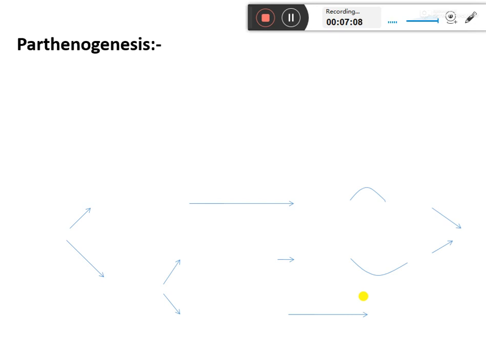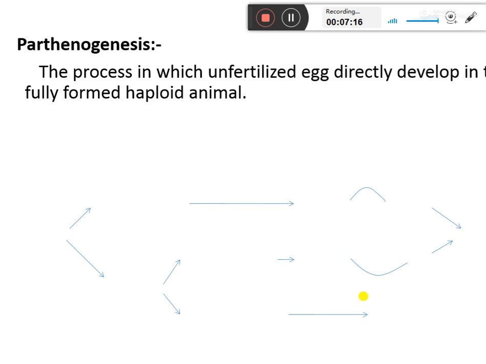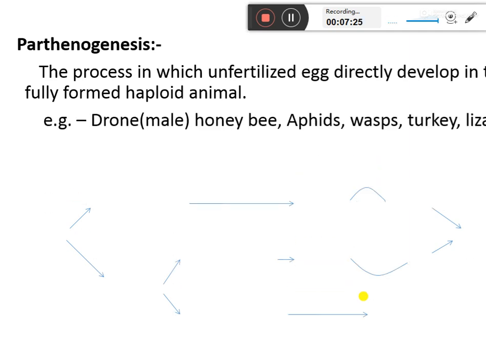Parthenogenesis is a process in which the organism develops without fertilization. The process in which the unfertilized egg directly develops into a fully formed haploid animal is called parthenogenesis. For example, the drone of the honeybee, aphids, wasp, turkey and lizard.